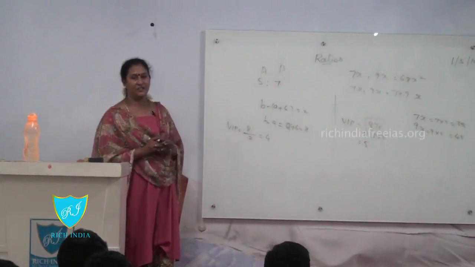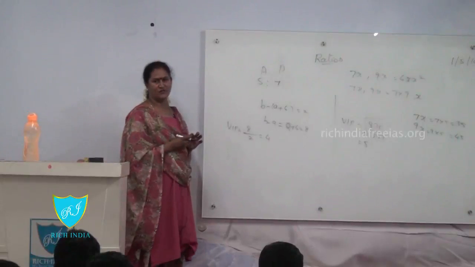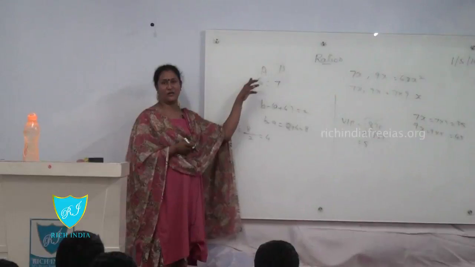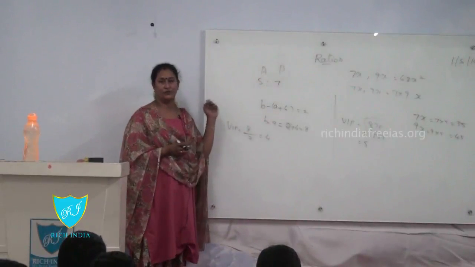And you are asked to find the sum of their ages, the total ages. So there are 12 parts. 12 into 4, 48.